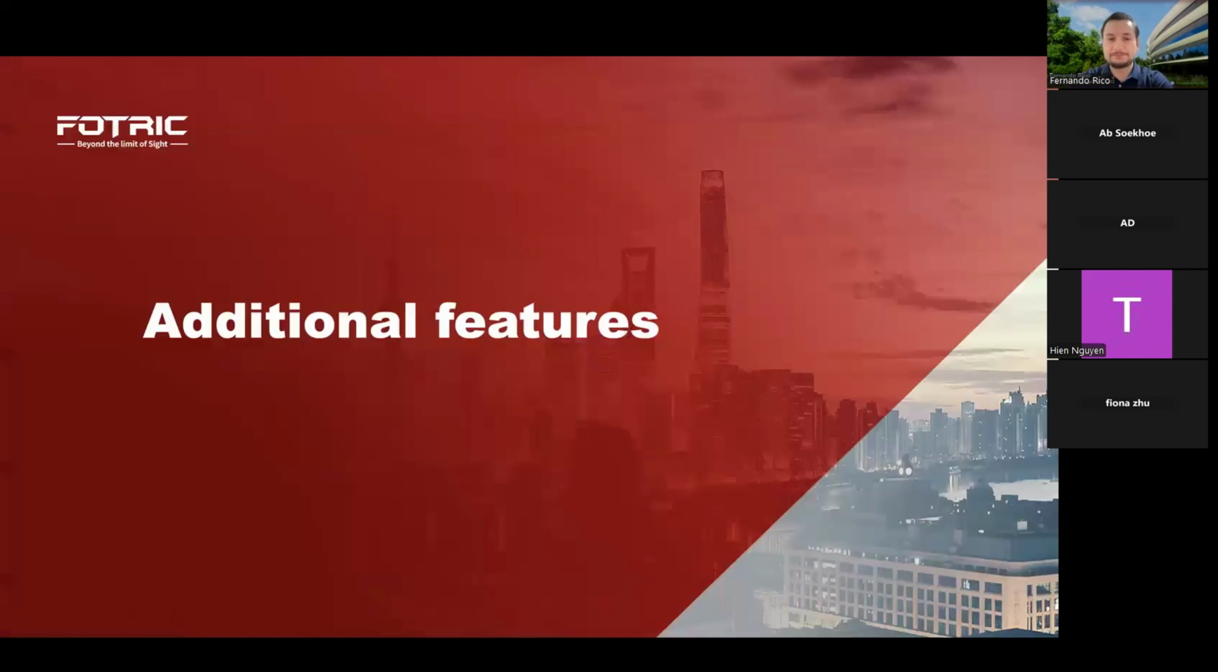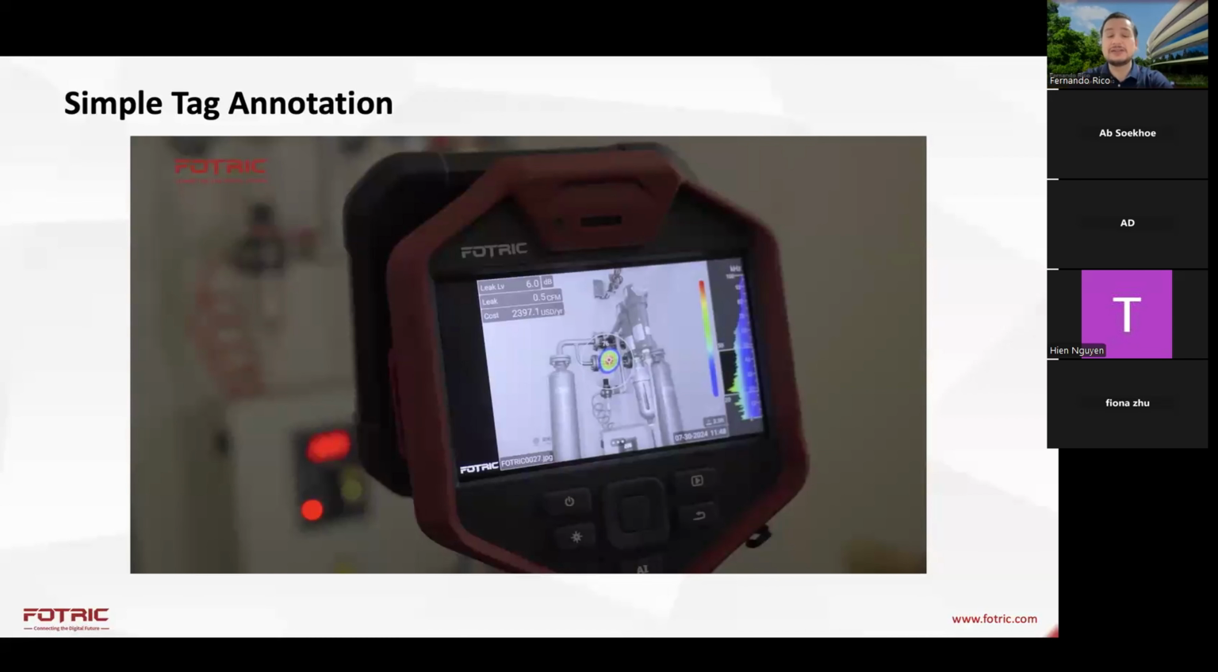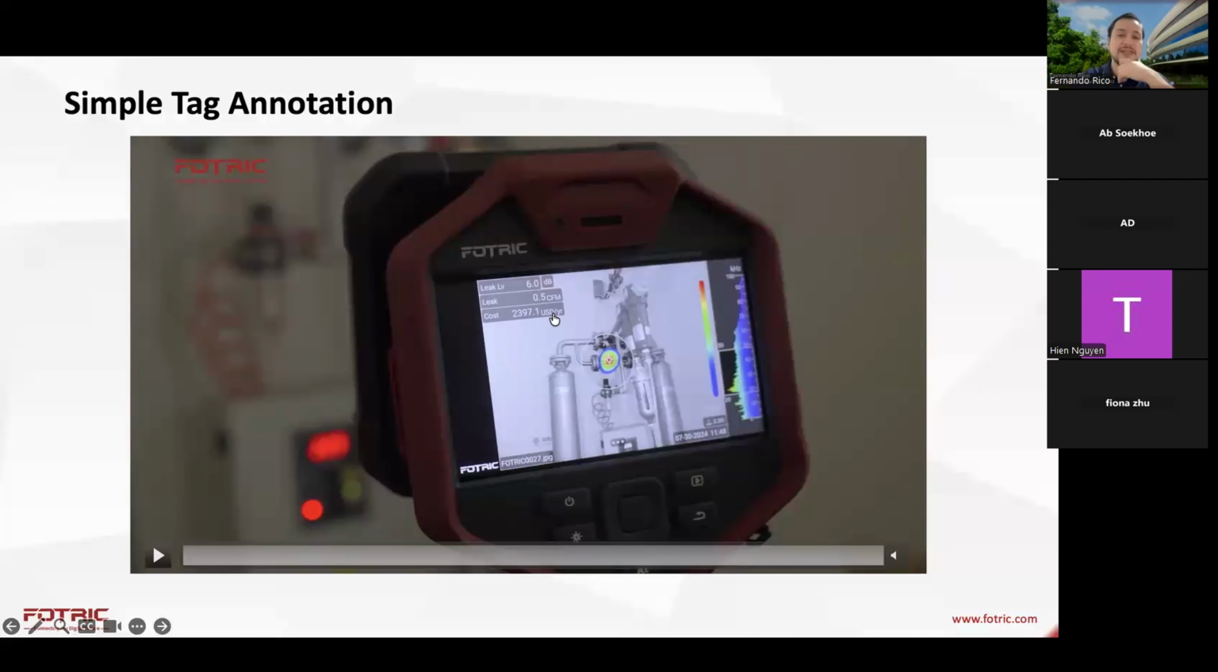I would like to close with some additional features that make life easier in the field, which is all what FOTRIC is all about, like annotation. You saw the first video that I presented with someone holding a notebook and taking notes of whatever the guy was listening to. With FOTRIC cameras, you can take the picture. You can see the cost of this leak is $2,400 roughly for that particular leak.